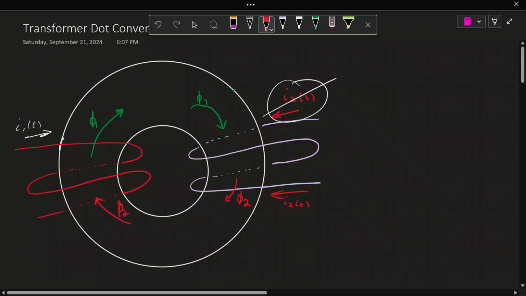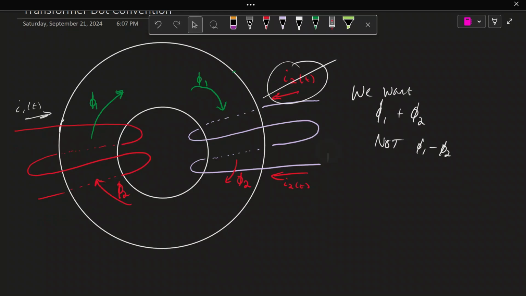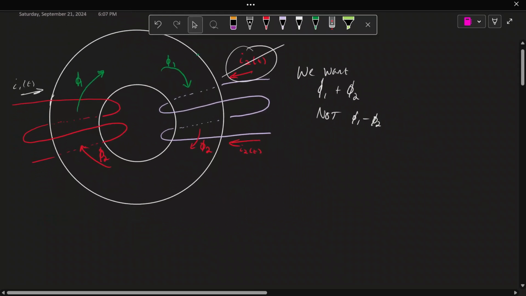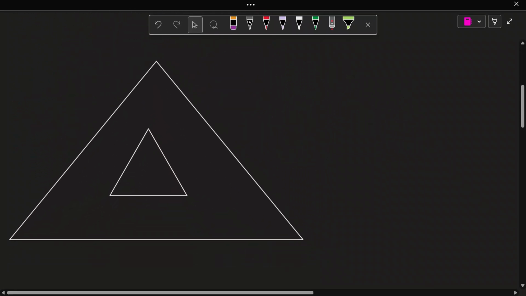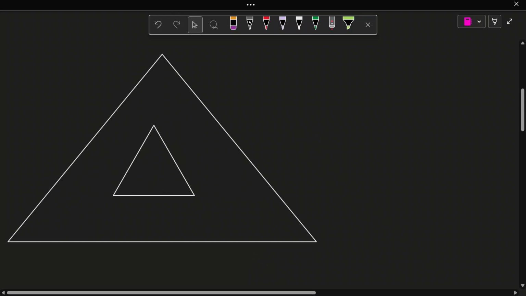Perfect. That's exactly what we want. We want magnetic flux 1 plus magnetic flux 2, not magnetic flux 1 minus magnetic flux 2 in most cases, okay? This is what we want. Now, what if you have a different shape? Well, the shapes don't matter, matter of fact.